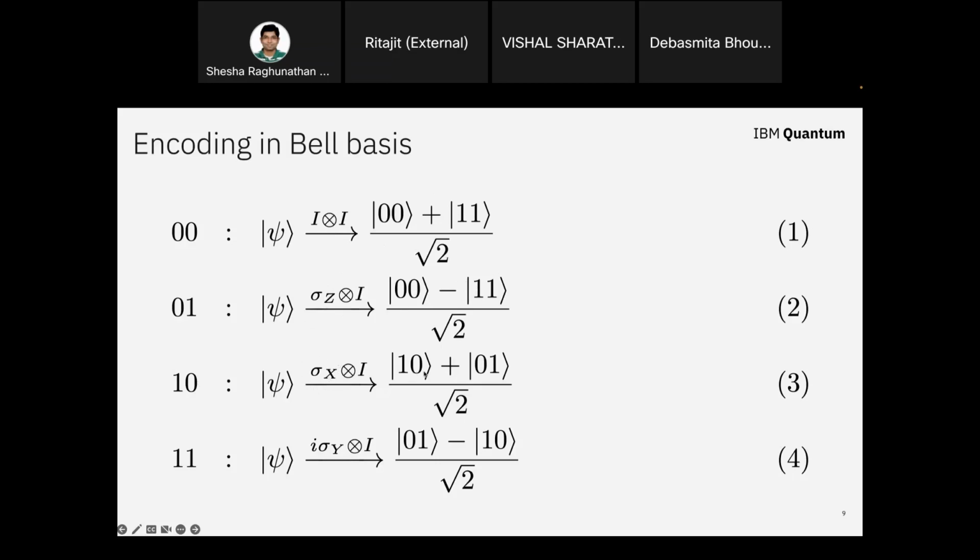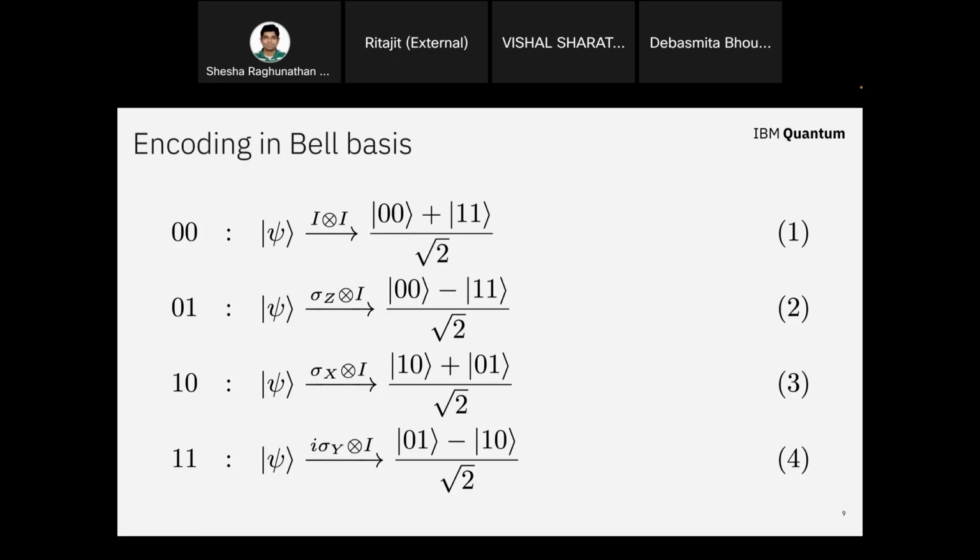And if it does apply sigma x, as you know, sigma x flips 0 to 1 and 1 to 0. So the initial state was 00 plus 11. And the first qubit flips, which means it becomes 10 plus 01. And similarly, if Alice wants to transmit 11, it applies I sigma y. When you apply it on the 00 plus 11 state, you will get 01 minus 10 state. And that's how it encodes the information onto this quantum state.